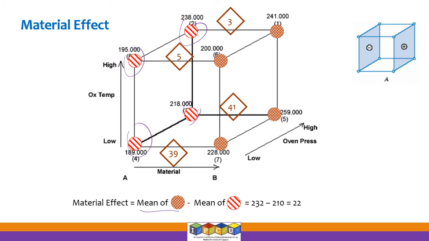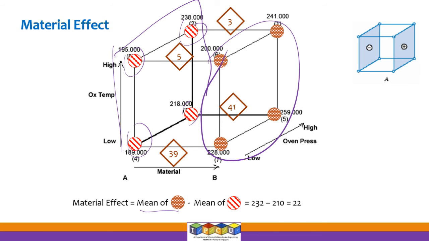So the mean of these values minus the mean of these four values gives you a value of 22. This is what you can see there. It's also indicated by this. So this right hand face is called the plus face for material, and the left face is called the minus face for material.